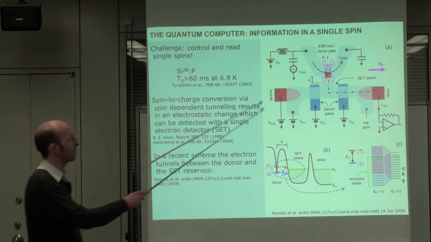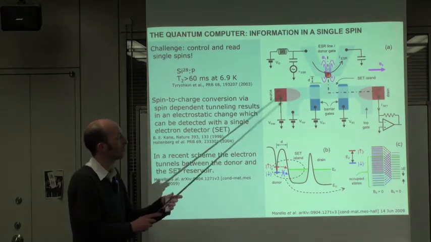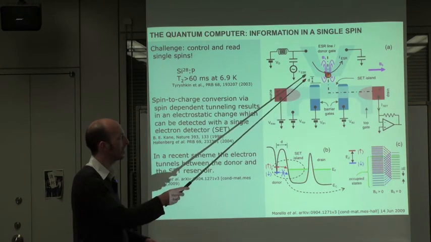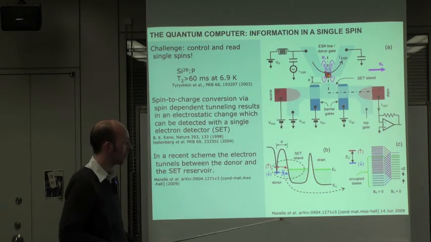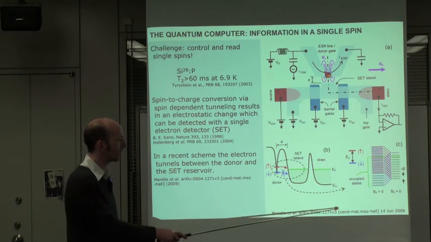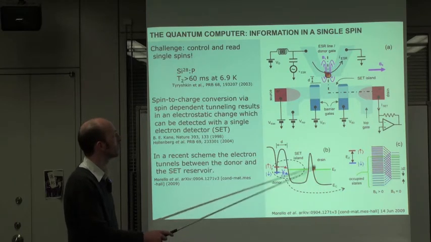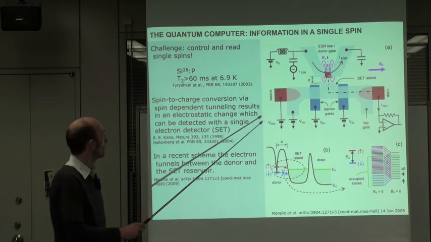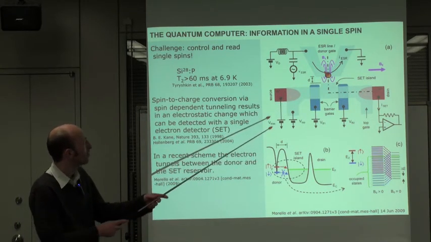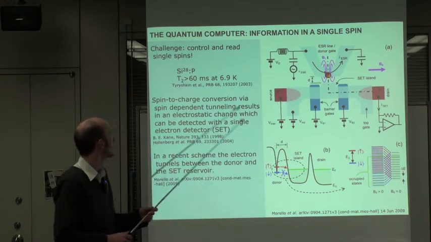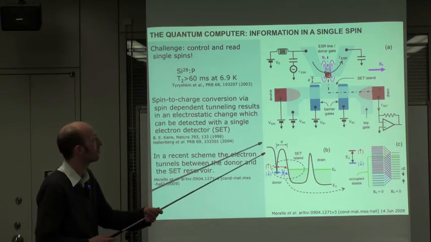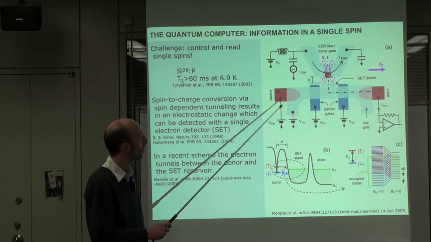So this is a schematic of an idea developed by Morello, who came here recently. I think this is on the archives. I think it might be coming out in APL soon. I'm not quite sure. So basically, I'll just describe what happens here. It's a spin-to-charge conversion type device for quantum computing.